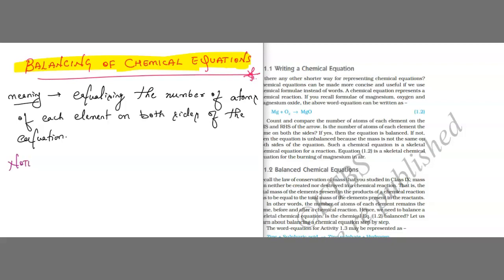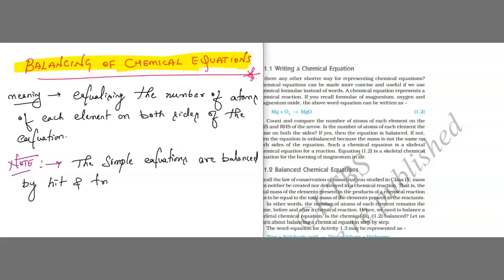Note: the simple equations we are going to balance by the method called the hit and trial method. Which method are we using to balance simple chemical equations? Simple equations are balanced by the method called the hit and trial method.